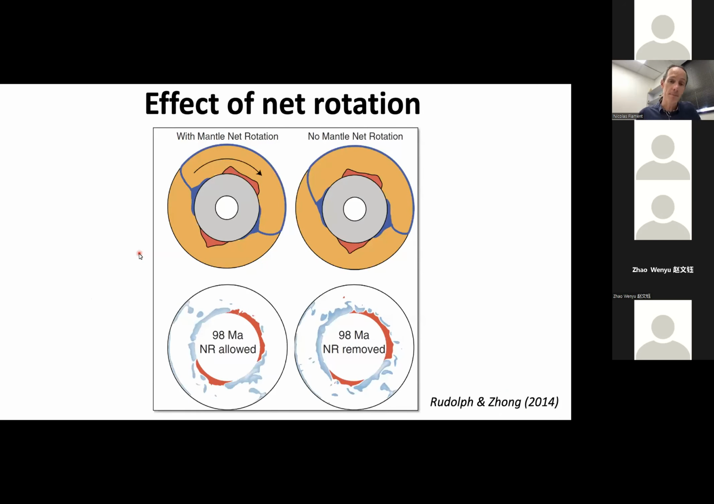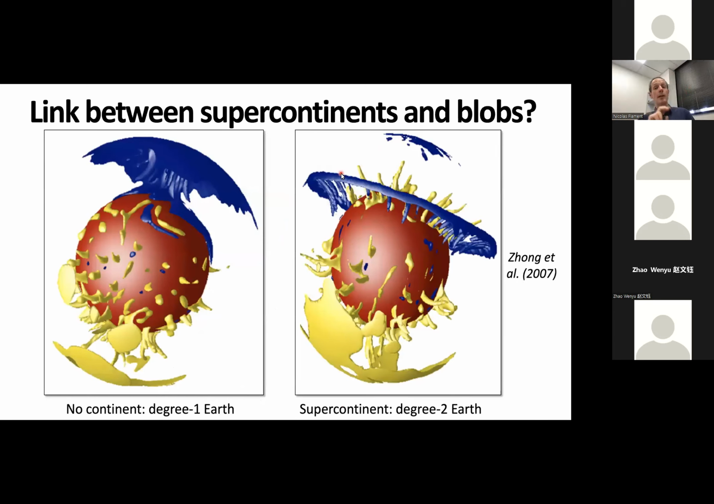And that's a known problem. This is a publication from Rudolph and Zhong. It's a bit different in that they did not remove the net rotation from the tectonic reconstruction, but they removed it within the mantle. But the net effect, so to say, is the same. With net rotation, one gets a shift of the structures, and the structures end up in a different place. So that's why I prefer the model without net rotation. There's 2 more things I'd like to talk about, 2 more implications of these models.